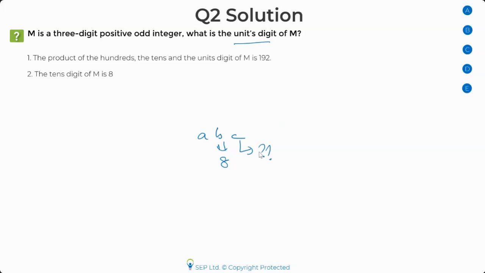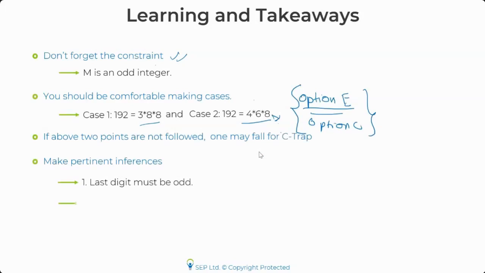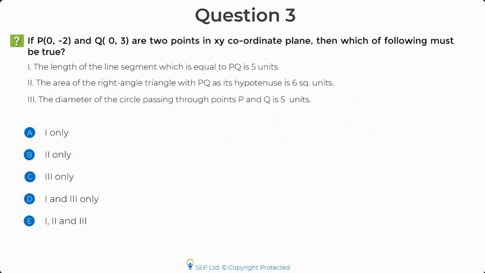For the others, I hope this is perfectly clear: constraints, making sure you make the pertinent inferences so that you get the correct answer. Okay, I don't see any other doubts or questions, so let's move on to the next question. Here's the next one. And Ambrish, if you still have doubts, please respond. I'll try and help you.